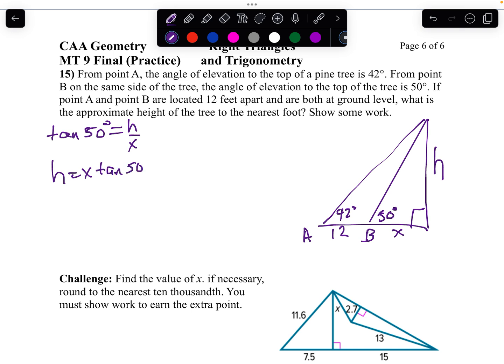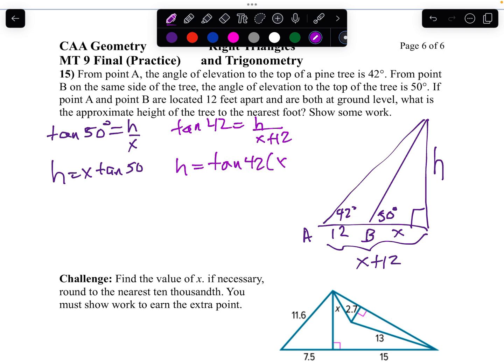Now, if I look at my big triangle, 12 is not my side. My big triangle, my side is x plus 12. So I could rewrite that using my 42-degree angle. The tangent of 42 equals my opposite, which is h, over my adjacent, which is x plus 12. Or h equals tangent of 42 times x plus 12.